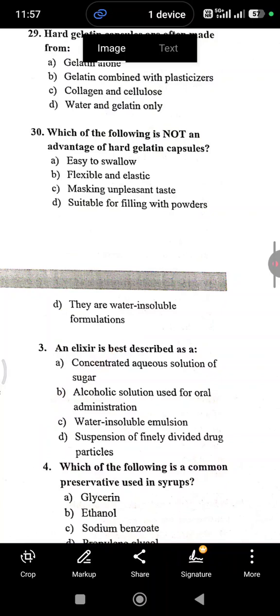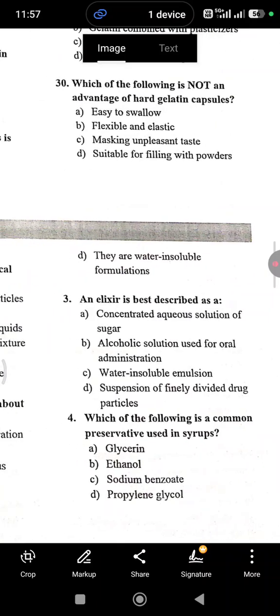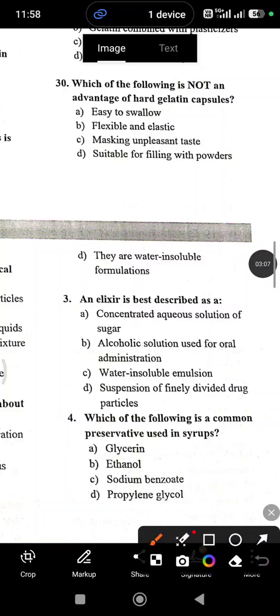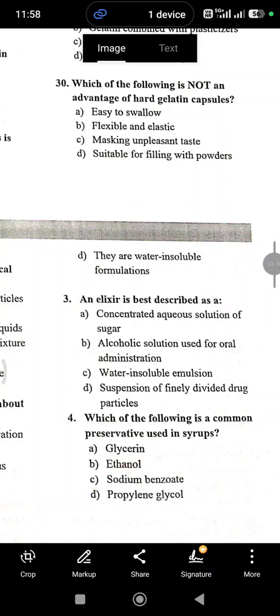Let's go to question number 4. Which of the following is a common preservative used in syrups? Option A, glycerin. Option B, ethanol. Option C, sodium benzoate. Option D, propylene glycol. So the right answer of question number 4 is option C, sodium benzoate.